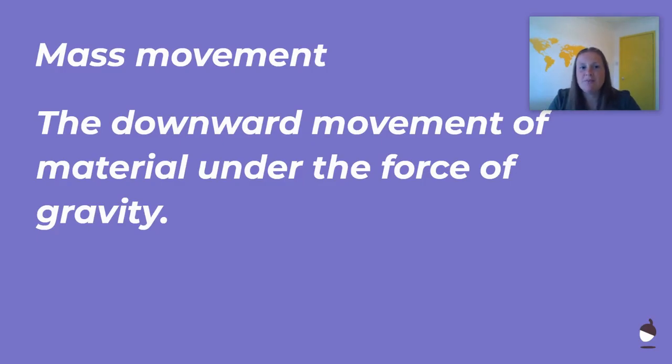We've used this term mass movement, and it's our title today, so we need to know what it means. Mass movement is the downward movement of material under the force of gravity. It's really important you can be word perfect for that. So jot down that definition and make sure you've got it correct. The downward movement of material under the force of gravity. Anything we had in our hand, if we dropped it, gravity would pull it straight back down.